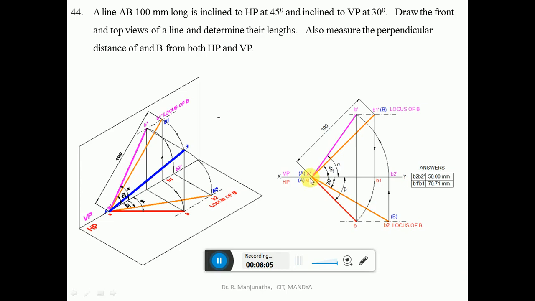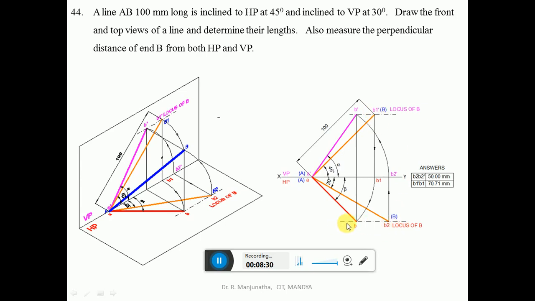Then the true length of the line is 100 mm. The true length is the same in both the front view and also the top view. By using the compass, you measure a distance of 100 mm. With A dash as center, cut an arc on this 45 degree inclined line. And similarly with A as center, cut an arc on this 30 degree inclined line of 100 mm length. So you mark this point as B1 dash and you mark this point as B2.